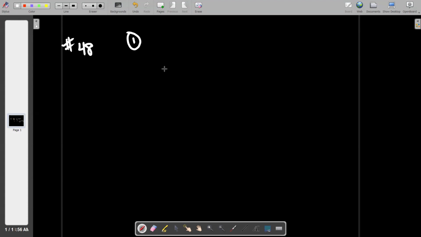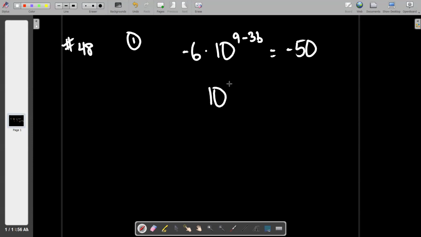So the first thing that we would do is add 6 to both sides. And then we would divide by -6. So anyways, I'm just going to skip one step. But if I just add 6 to both sides, I'm left with -6 times 10 to the power of 9 minus 3b, and that will equal -50. And then when I divide both sides by -6, I get 10 to the power of 9 minus 3b equals a decimal that I don't want any part of.